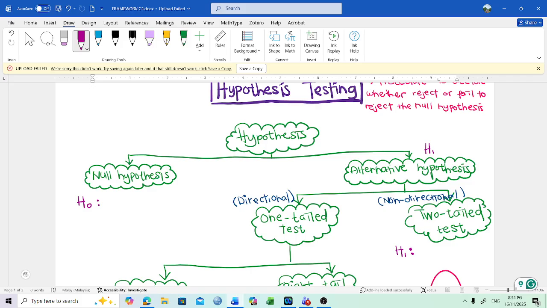For example, let's say that the weekly average expenditure of a student is 80 ringgit Malaysia. So it can be written as H null: mu equal to 80 ringgit.